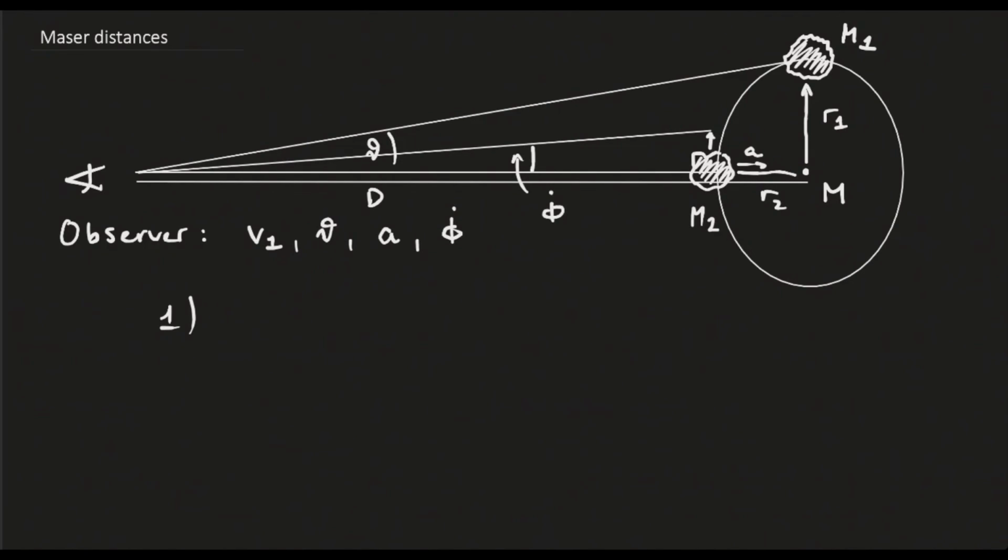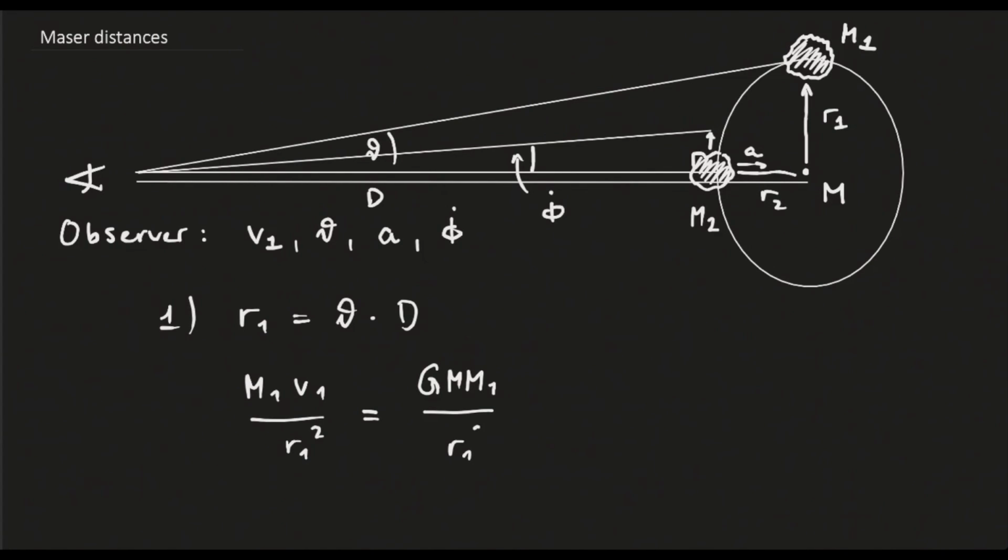We can measure theta and this gives us r1. r1 is just theta times d. Furthermore, we can balance centrifugal forces against gravity, so we know that m1 times v1 squared over r1 equals G M m1 over r1 squared. This can be rewritten as M equals theta d v1 squared over G.